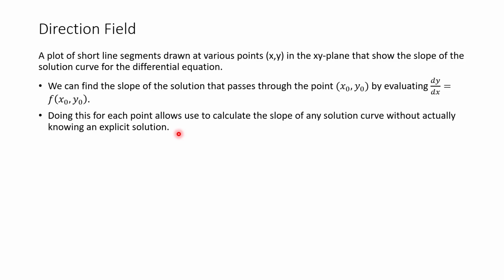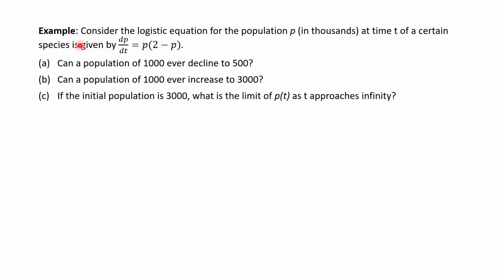So if we can't solve for the solution explicitly, we can use this method to figure out how it behaves. For example, consider the logistic equation for the population P, in thousands, at time t of a certain species, given by dP/dt = P(2 - P). Just real quick, the derivative here is the rate of change of the population with respect to time.